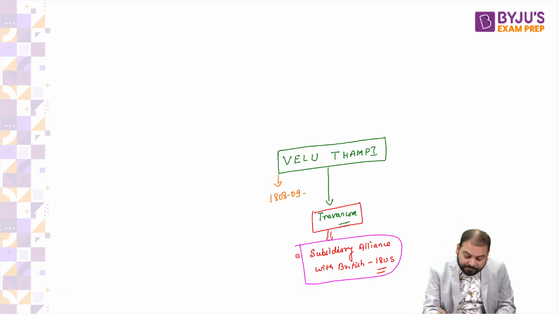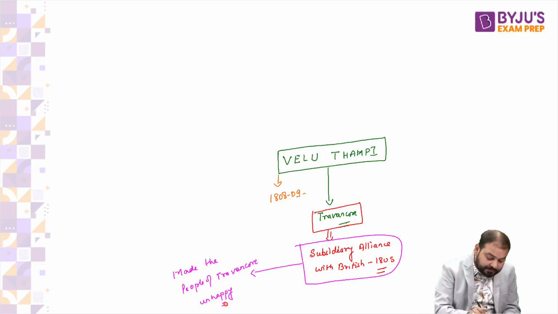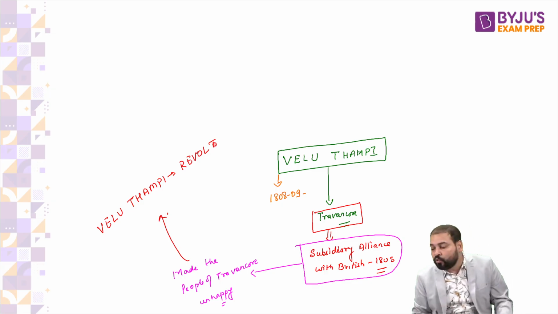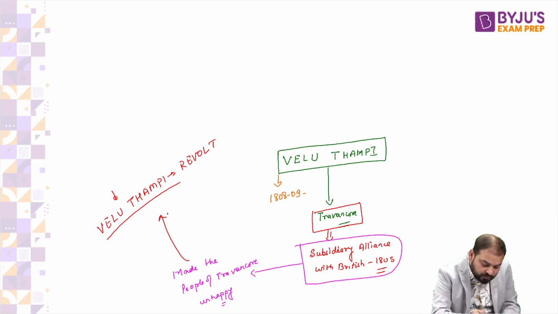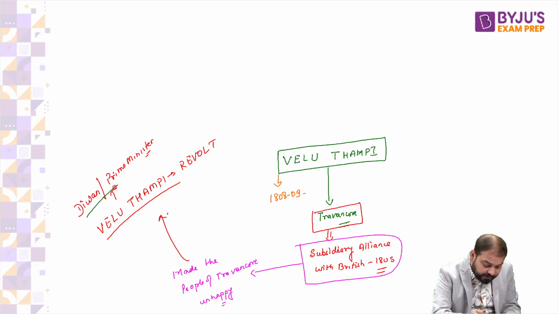So in simple words, the subsidiary alliance has made the people of Travancore unhappy. And this comes out in the form of the revolt of Velu Thampi. Now you will ask me, who is Velu Thampi? He is the Diwan, or Prime Minister, of the Maharaja of Travancore. So guys, the Diwan is leading a big revolt.